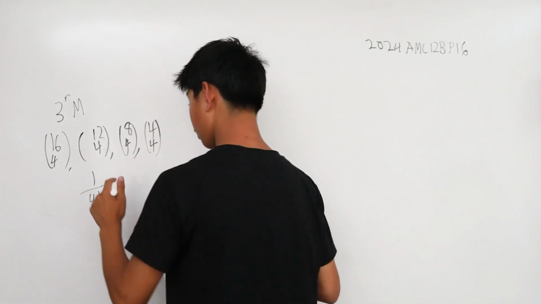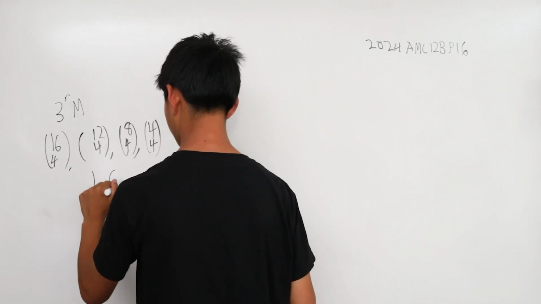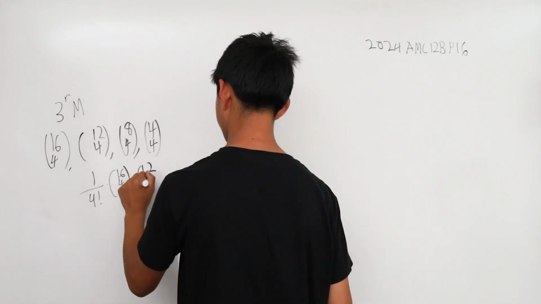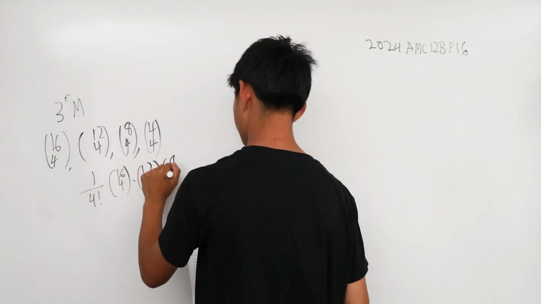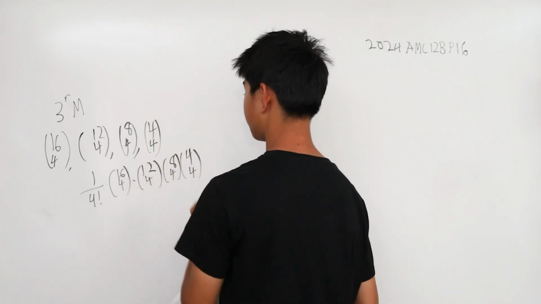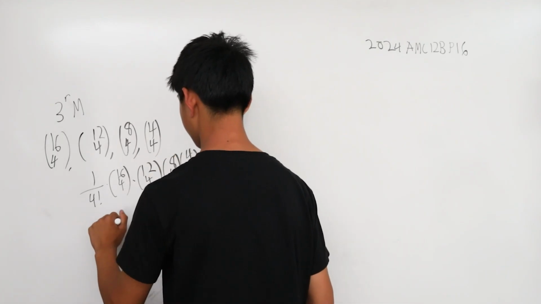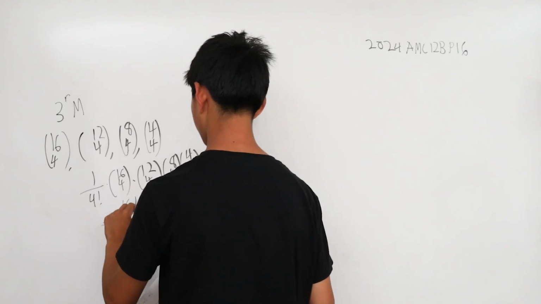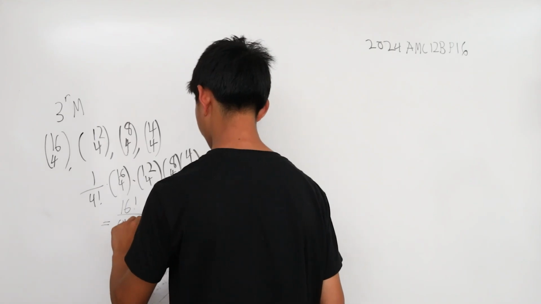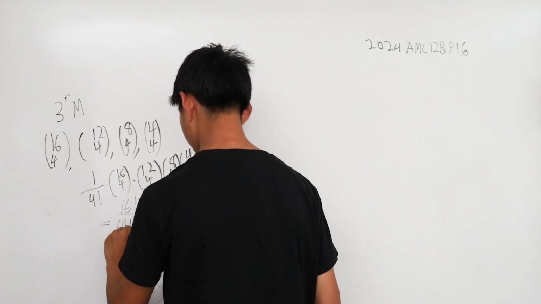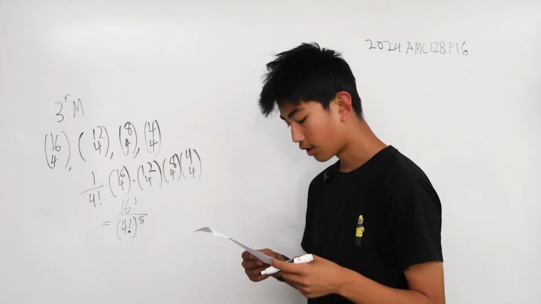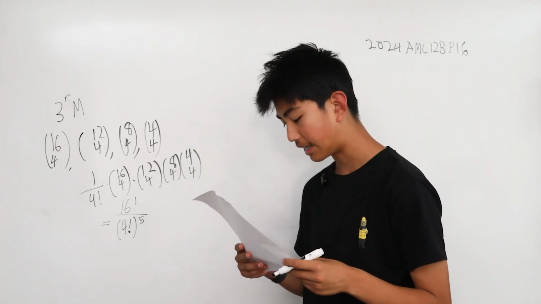And then, so we have 1 over 4 factorial times 16 choose 4 times 12 choose 4 times 8 choose 4 times 4 choose 4. This is going to get us 16 factorial over 4 factorial to the power of 5. So this is how many ways you can put them into 4 indistinguishable 4-person committees.